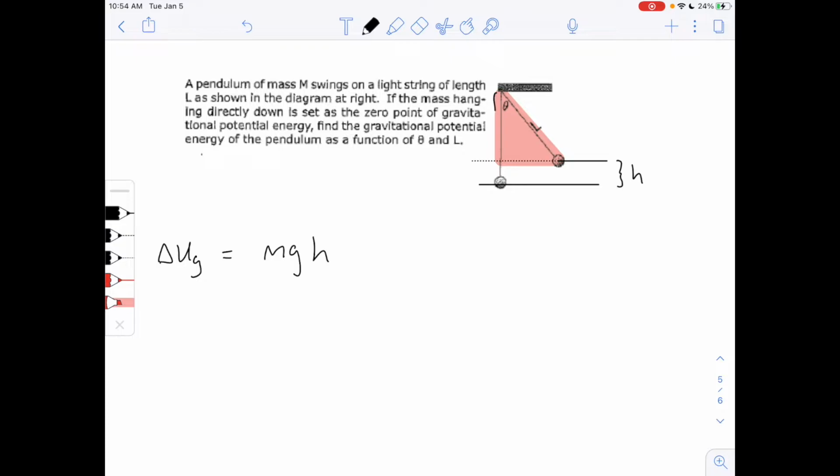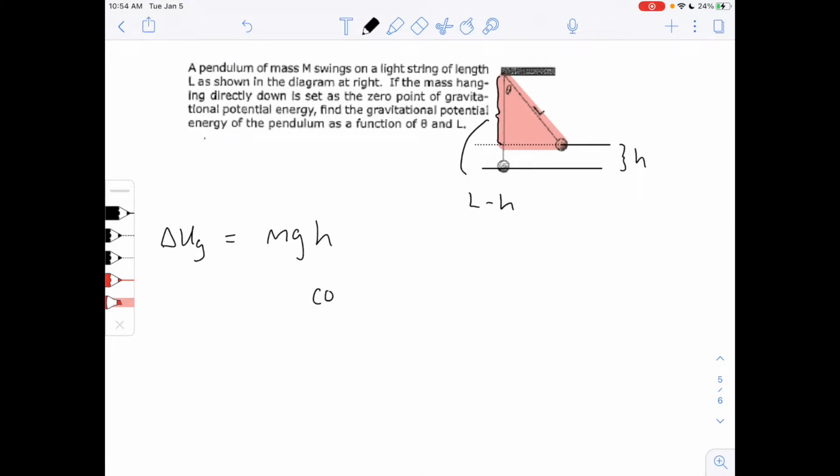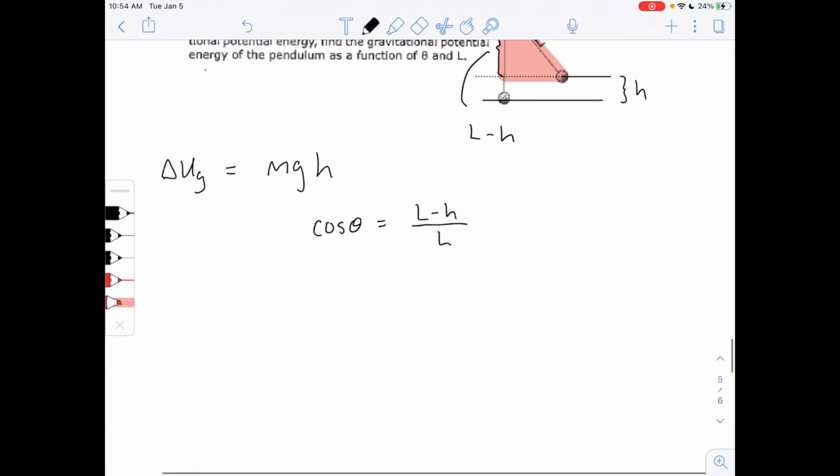And what we want to do here is use that triangle to write h in terms of L and theta. Notice that this length here is going to be the total length of the string minus that height. So this right here is L minus h. Okay, and what we can do then is say that the cosine of theta is that adjacent side, which in this case is L minus h, divided by the hypotenuse, L.